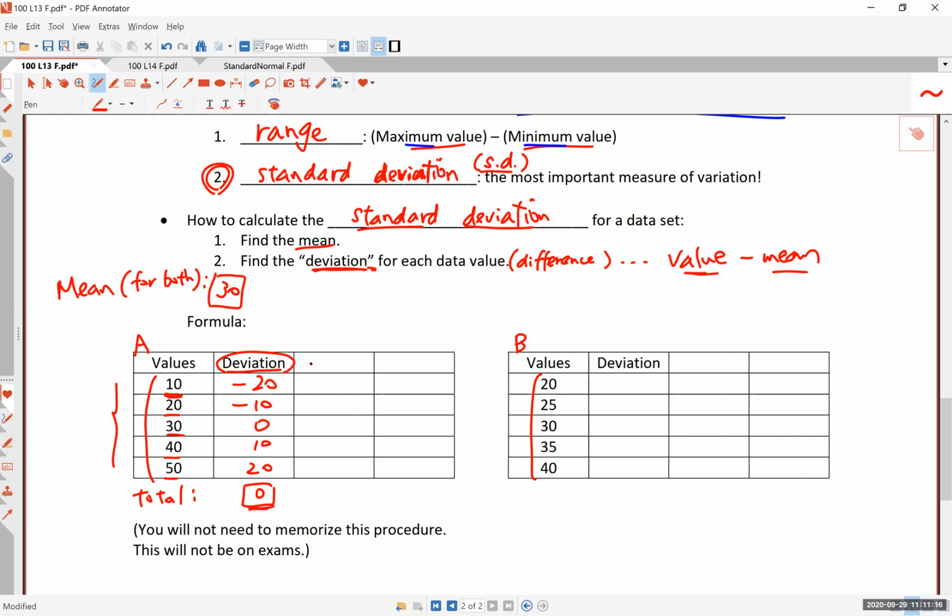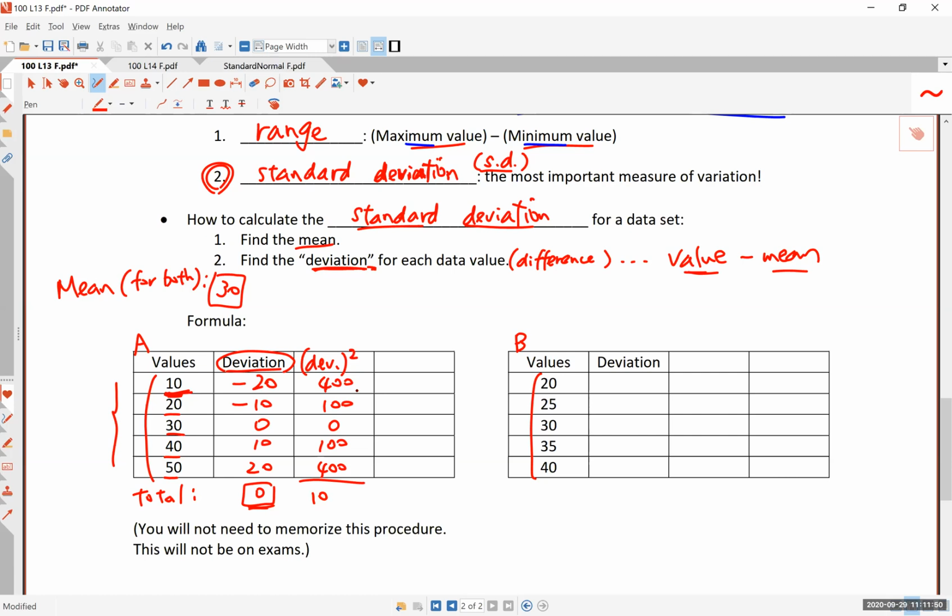So instead of adding the deviations, we are going to add the deviations squared. Now what happens when you square a negative number? It turns out to be a positive number. So this negative 20 is the distance between this value and the mean, but if you square that, it becomes positive 400. Negative 10 times negative 10 is 100. 0 squared is 0. 10 squared is 100. 20 squared is 400. Now you add up all of these: 500, another 500, it's 1,000. And this sum of squared deviations is an important number.